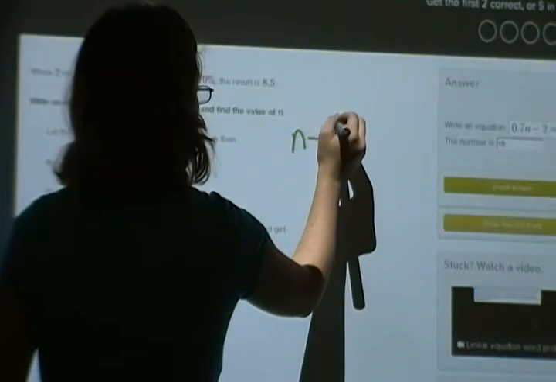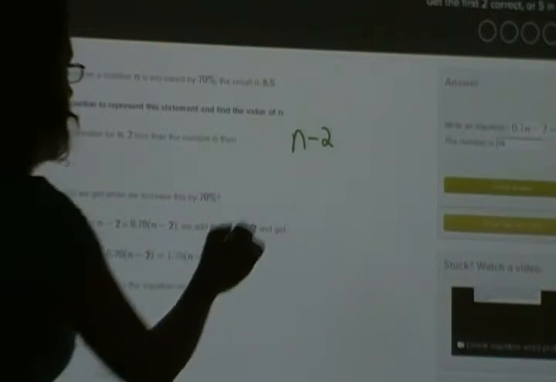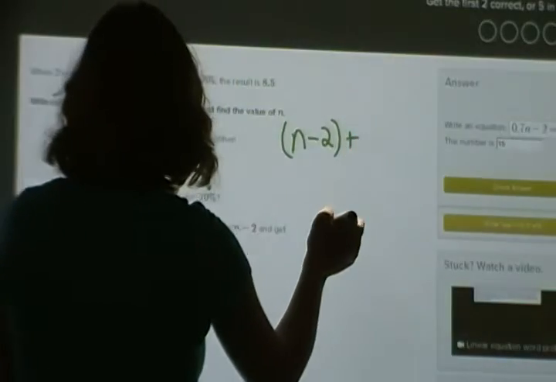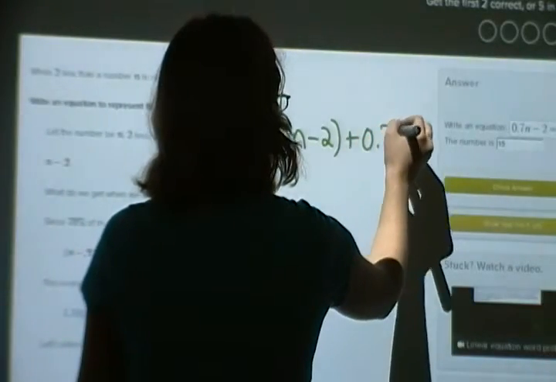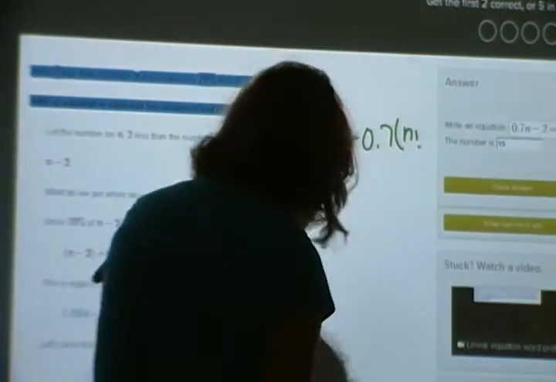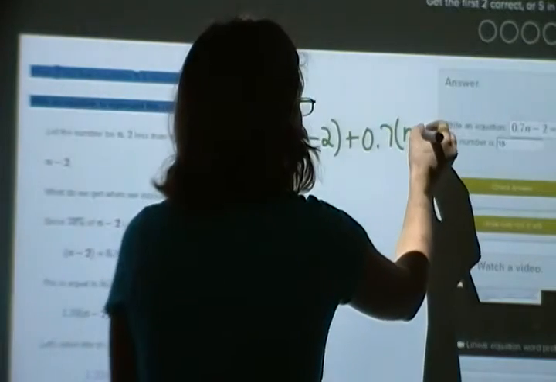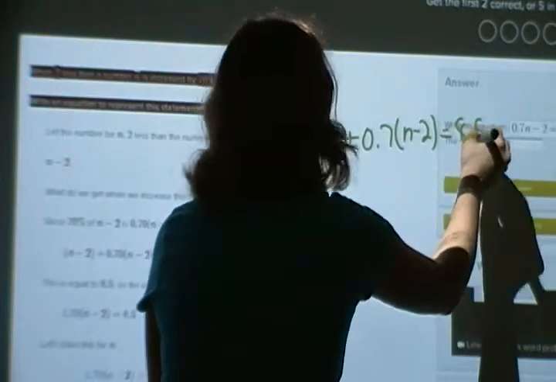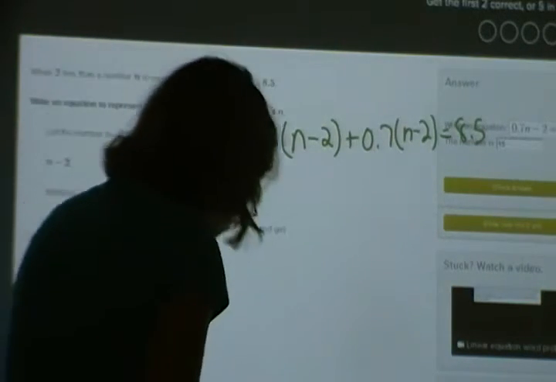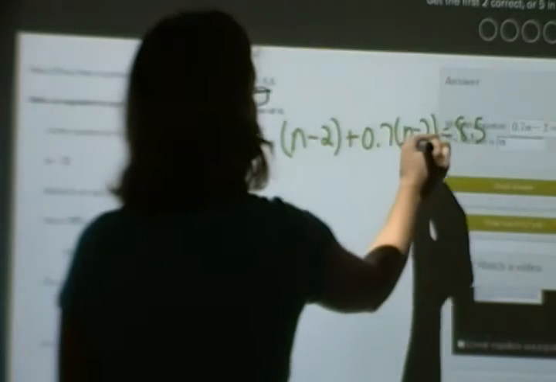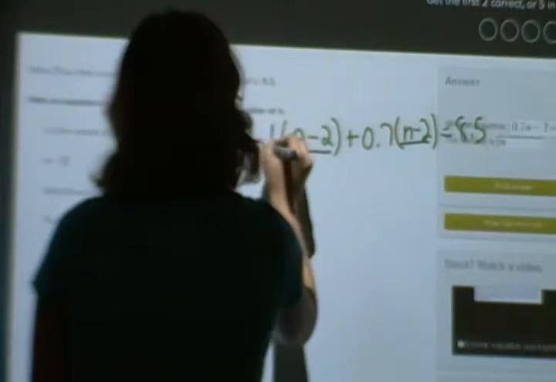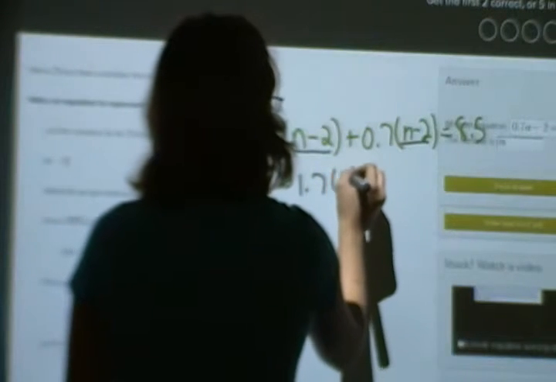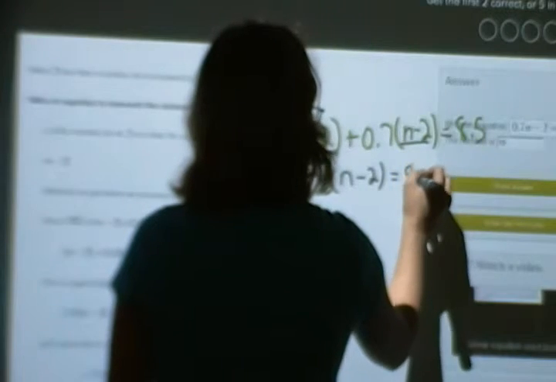So, what we should have done, and remember we all make mistakes, is we were right with n minus 2. But what we weren't doing was we didn't put in parentheses, we didn't do plus 0.7 with n, my fault, minus 2 equals 8.5. So with this, you combine like terms because this is the same as this. It becomes 1 because there's an invisible 1 there. 1.7 times n minus 2 equals 8.5.